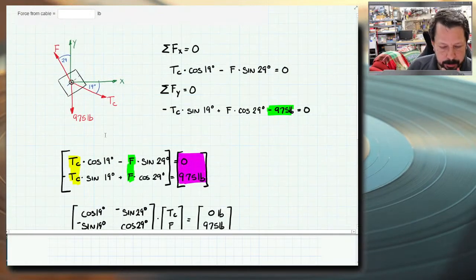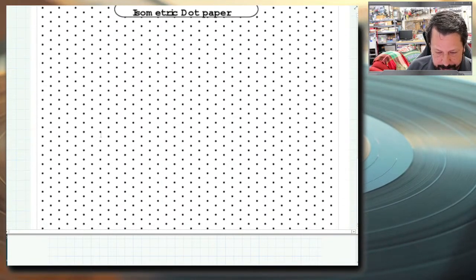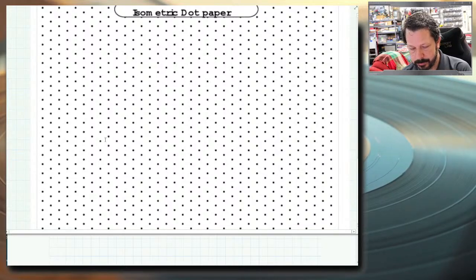That's a little review of what we've been doing last time. Let's go to 3D. So I've got this isometric dot paper in an attempt to help us draw our 3D vectors on a flat piece of paper or a flat screen that you're looking at. And so isometric dot paper, and there's isometric grid paper also. I like the dots because it's not quite as busy with all the lines everywhere, but whatever you like is fine with me.